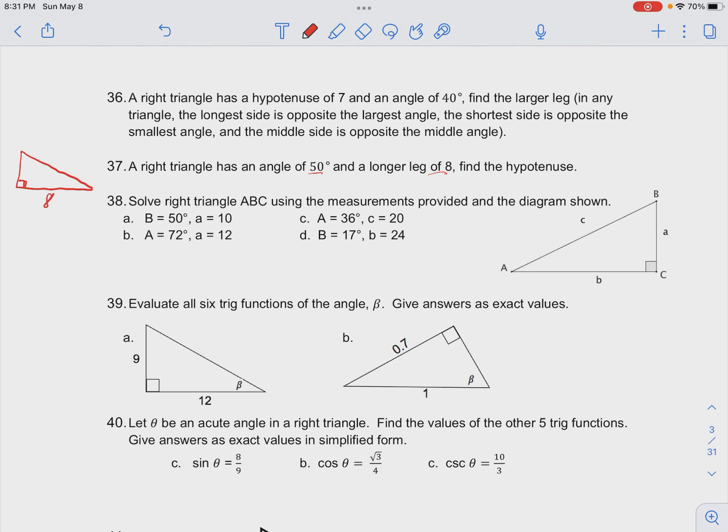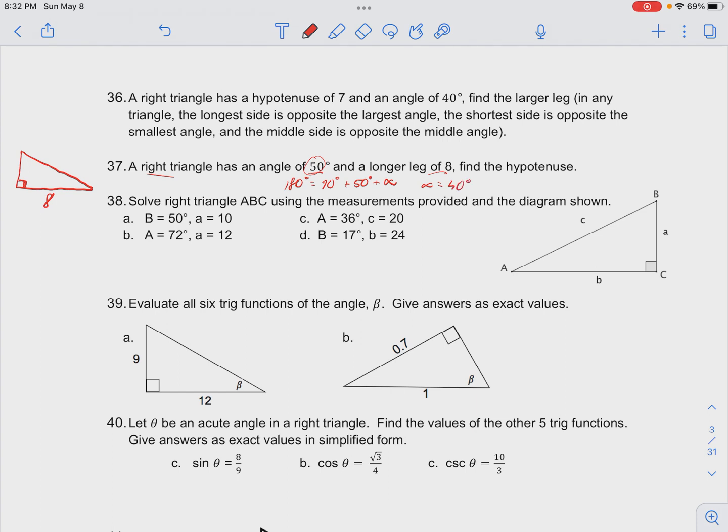This is a right angle here, and the triangle has an angle of 50 degrees. So we know that the sum of the interior measures of the angles in a triangle has to equal 180. We have a right triangle, so one of the measures is 90 degrees, plus 50 degrees, plus our missing angle, which I'll call alpha. We can solve for alpha being 40 degrees.